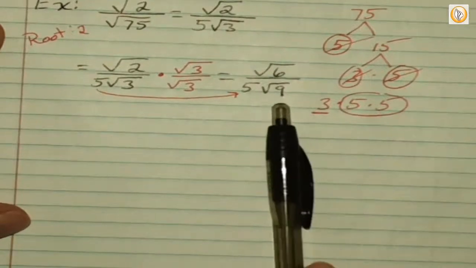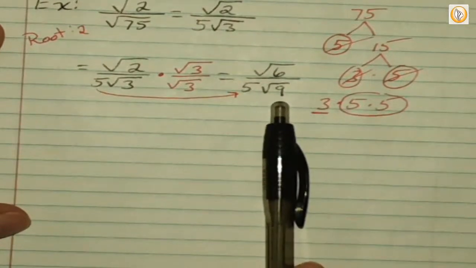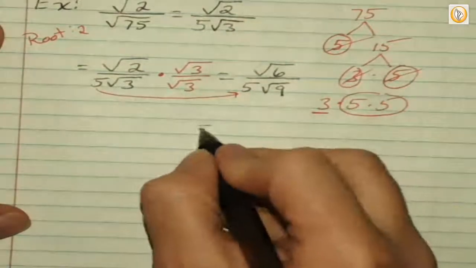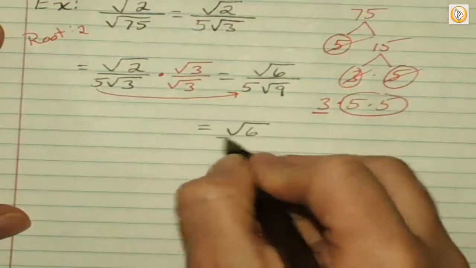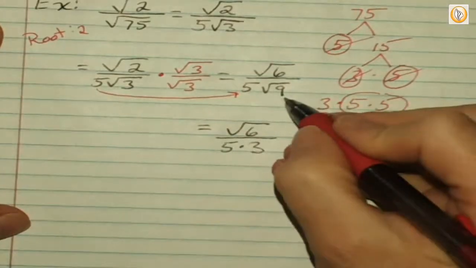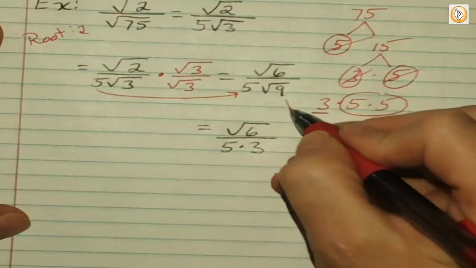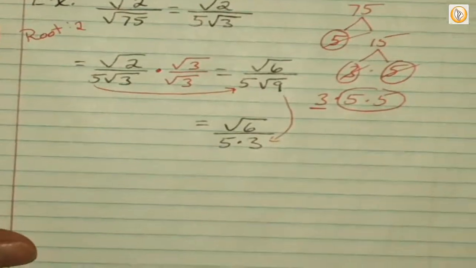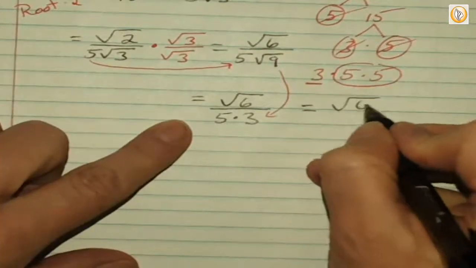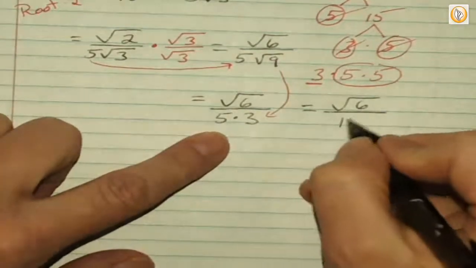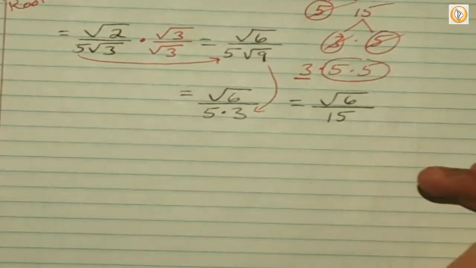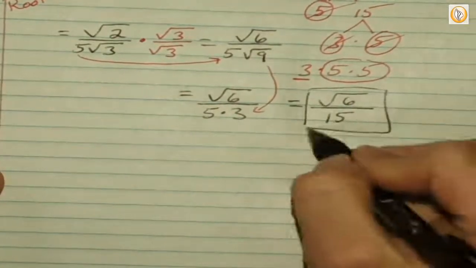Now, Ariel, what is the square root of 9? 3. And what operation is taking place with the 5? Multiplication. That's right. So I have the square root of 6 over 5 times 3, because this is a perfect square, so I can take that out. Now I have the square root of 6 over 5 times 3, which is 15. 6 is already simplified because it only has 2 times 3. So there's your answer.